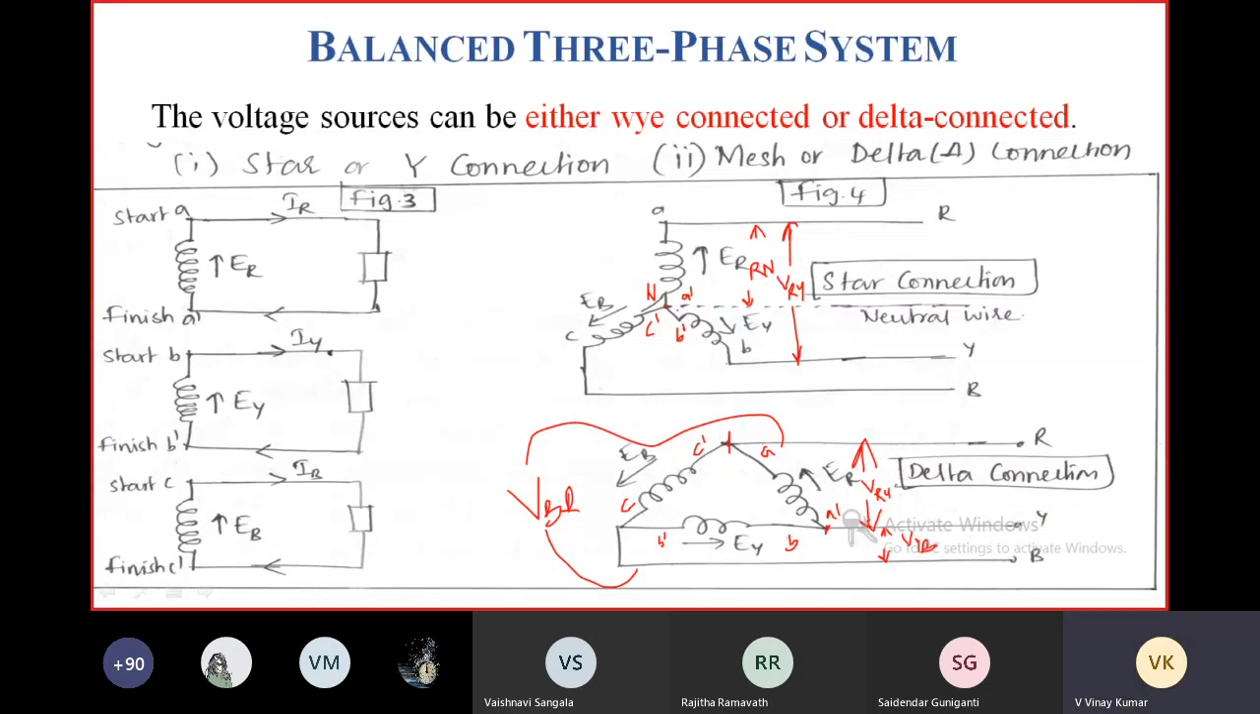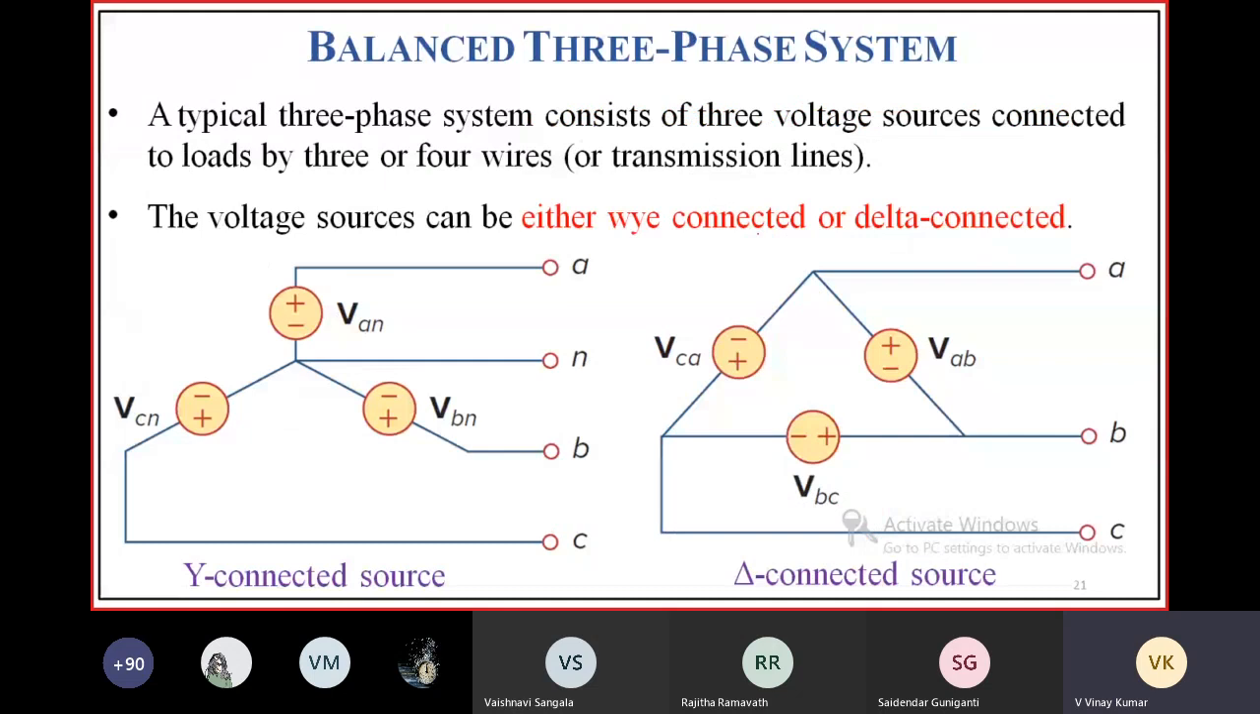As neutral point is available here, you can also have neutral wire. You can connect one wire. If it is an unbalanced system, if you connect neutral wire, current will flow through this wire. If it is a balanced system, the current flowing through this neutral wire would be zero. So the voltage between line to neutral is called phase voltage. The voltage between line to line is called line voltage.